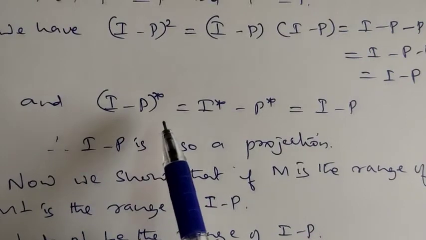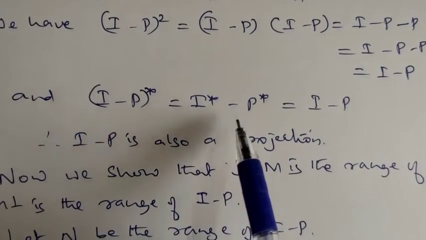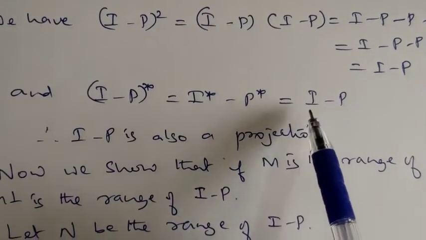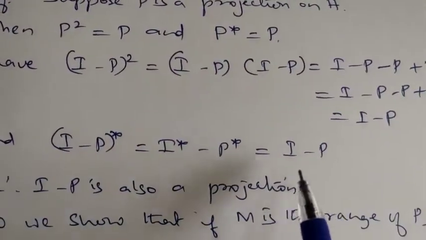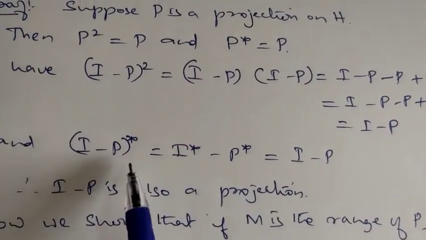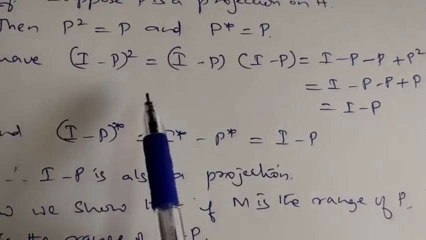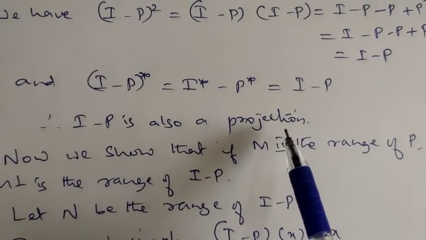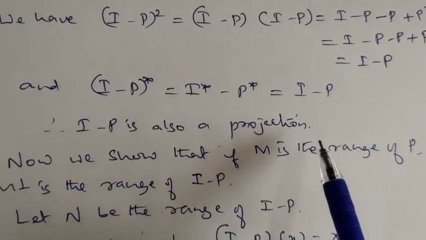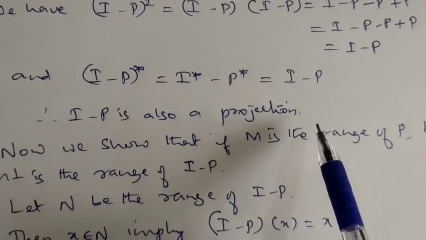And (I minus P) whole star is what? I star minus P star. This is equal to I minus P, because I star is I and P star is also P. Therefore (I minus P) whole star is I minus P, and (I minus P) whole square is I minus P. Therefore we can declare that I minus P is a projection.